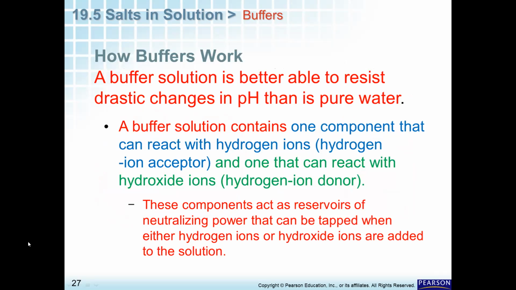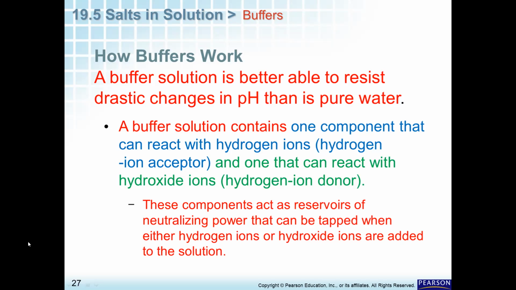So a buffer solution is able to resist drastic change in the pH, and that will not happen in pure water. Why, and how does the buffer work? That's the question. The buffer system we're talking about, which is again a weak acid and one of its salts, or a weak base and one of its salts, must have a component that can react with hydrogen ions and one that reacts with hydroxide ions. That means there are two components in the system.